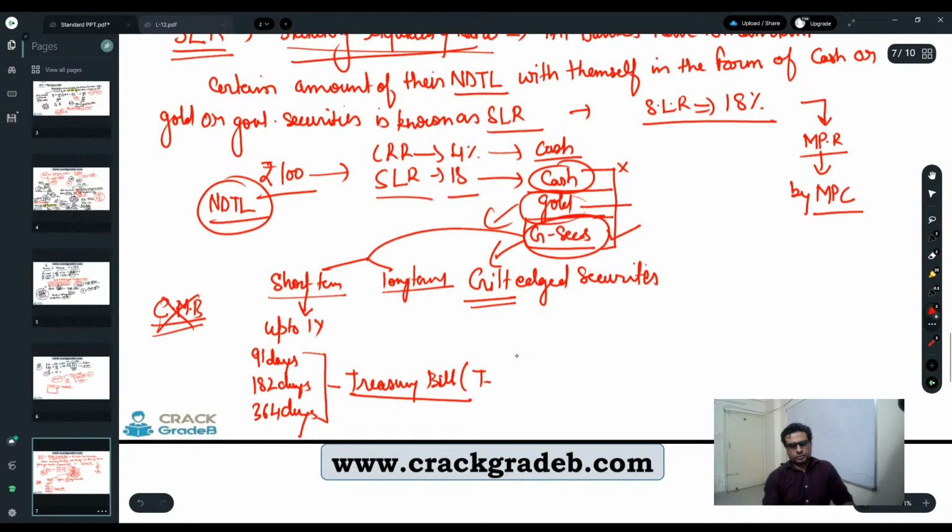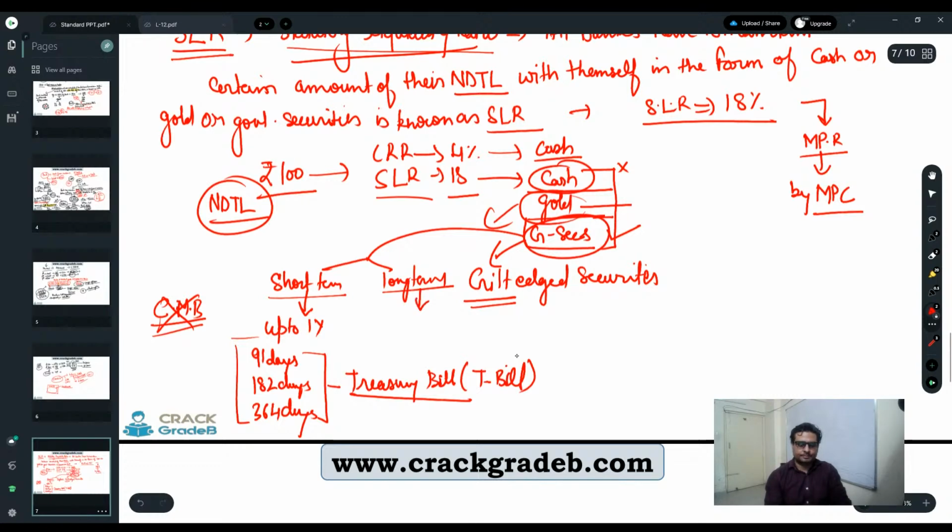In short, it is known as T-bills. Earlier, there was also a 14 days treasury bill, the ad hoc treasury bill system, but it was abandoned in 1996. So it is not there, that's why I'm not mentioning it. I'll explain about the ad hoc bills in the chapter on the budget, right? So 91 days, 182 days, 364 days.